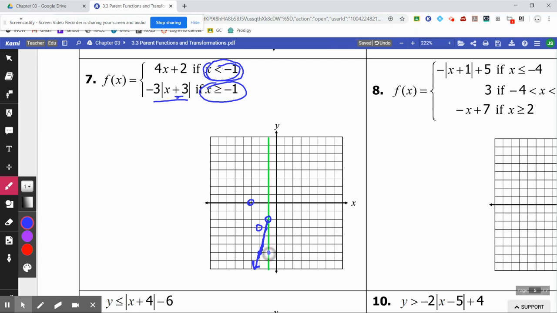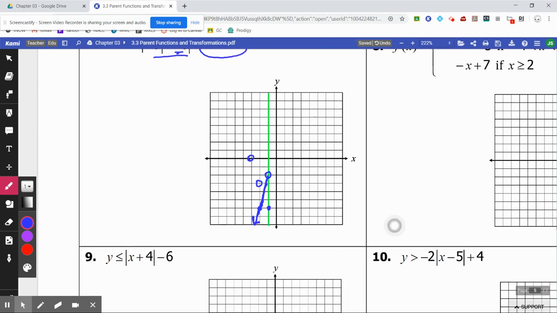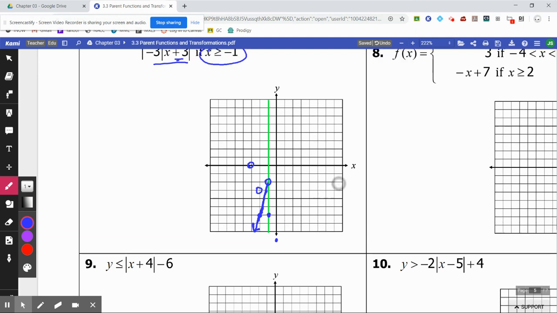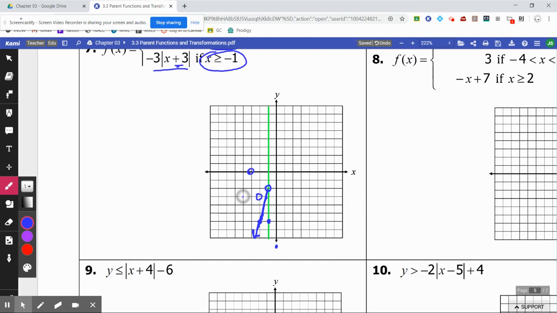Down 3 and over 1 gives us this. Down 3 and over 1. You could do it again to give us another point, which is going to be about right there. Then the rest of your graph is going to be over here. So open circle and so on and so forth. So we really don't need that part. So we can erase everything that's going to be out of the correct portion of the graph. And this is all we're left with.